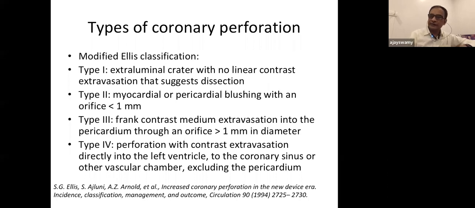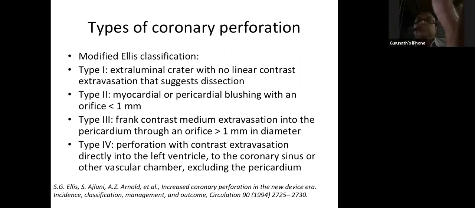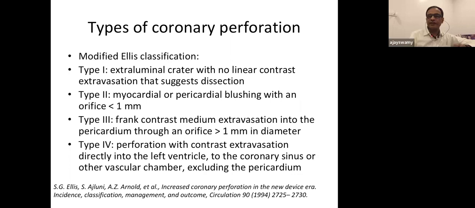This is the modified Ellis classification that we all know. Type 1 is the extraluminal crater with no linear contrast extravasation that suggests just dissection. Type 2 is the myocardial or pericardial blush with an orifice of less than 1 millimeter. Type 3, which is most easily seen, is a frank contrast medium extravasation into the pericardium through an orifice that is greater than 1 millimeter in diameter. And type 4 is a perforation with contrast extravasation directly into the left ventricle, the coronary sinus, or some other vascular chamber except the pericardium.